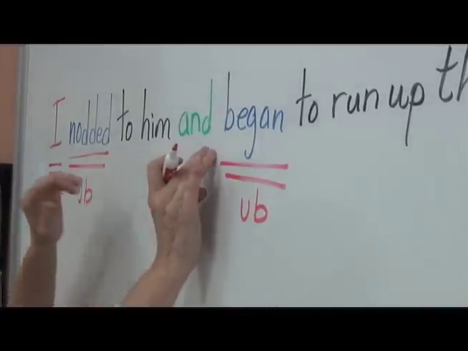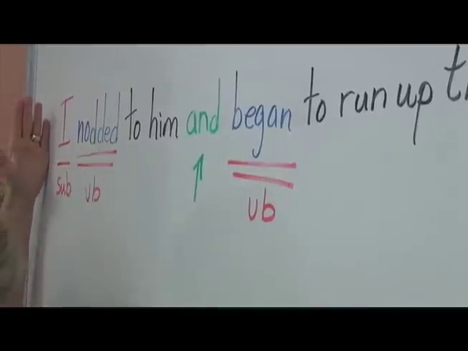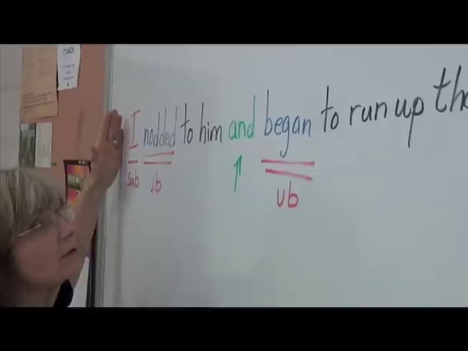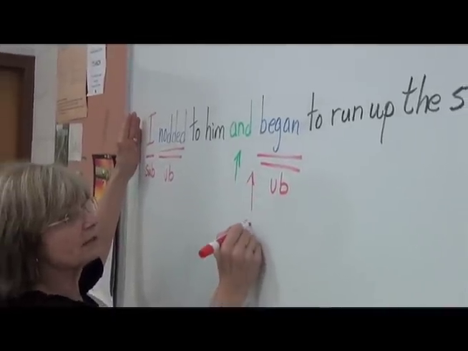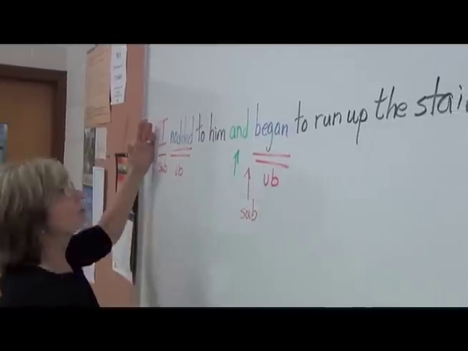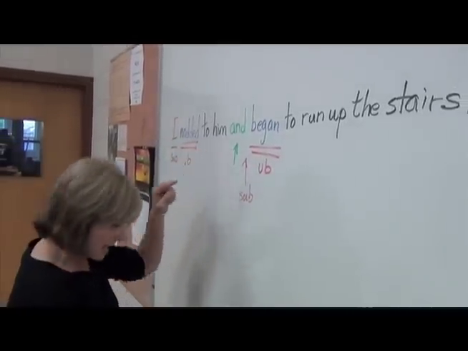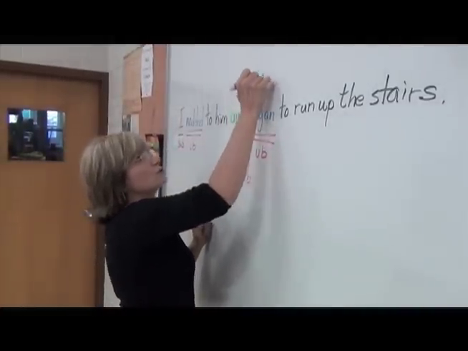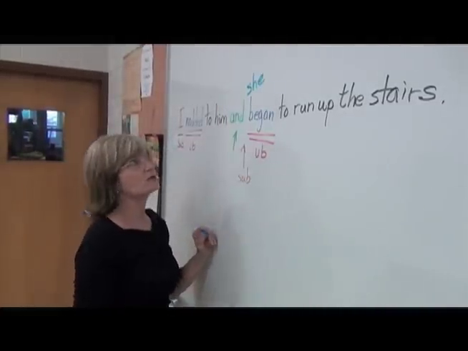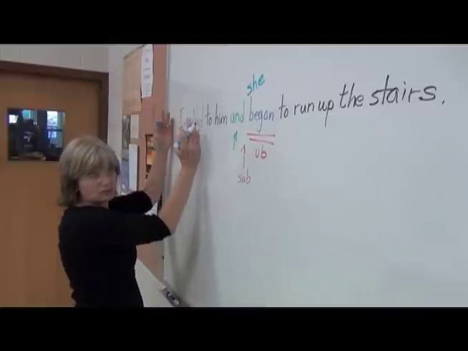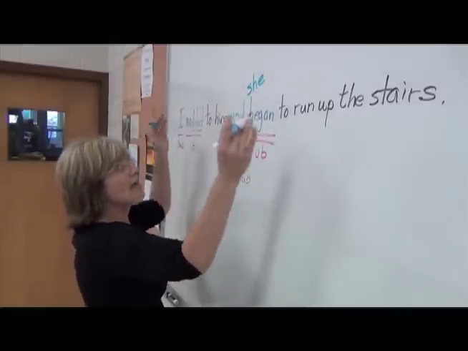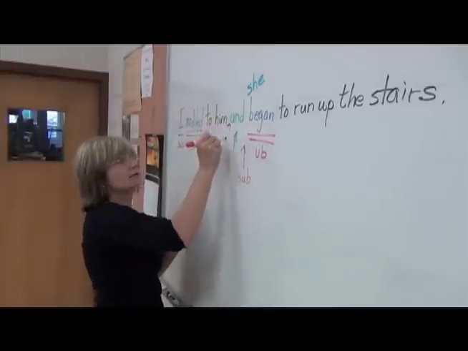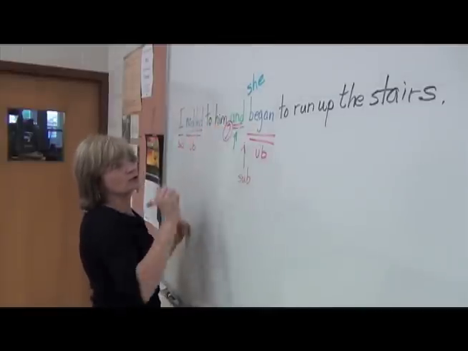If I wanted to make this a compound sentence, I would have to have a subject over here. So who else could begin? We could say, I nodded to him and she began to run up the stairs. So now I have a subject verb, and because I have a compound sentence, I also have to add a comma before the joining word.